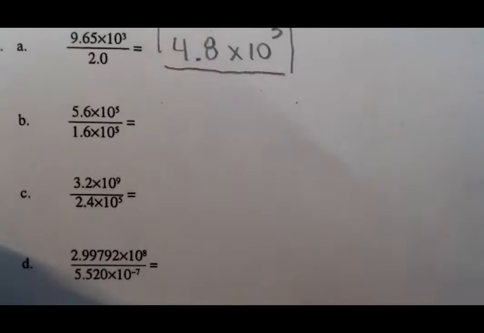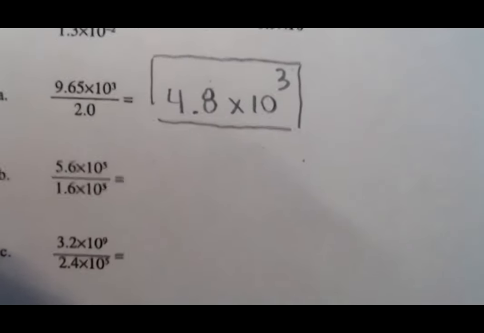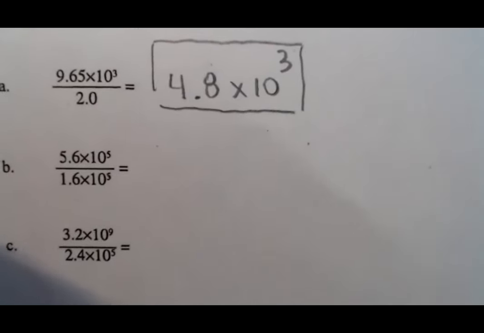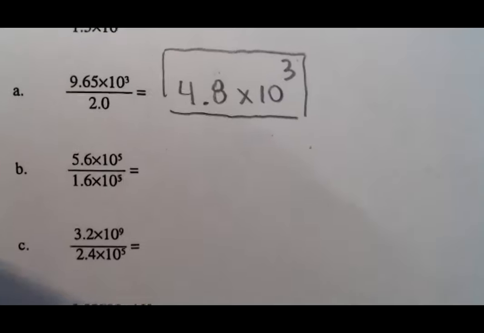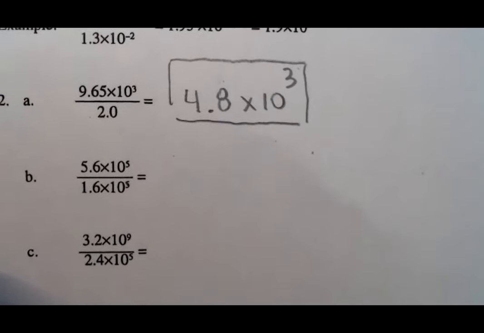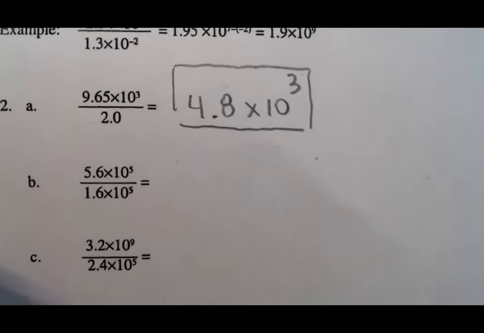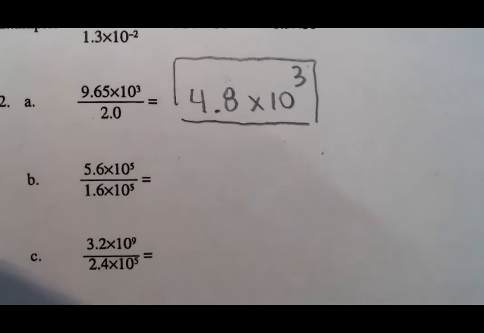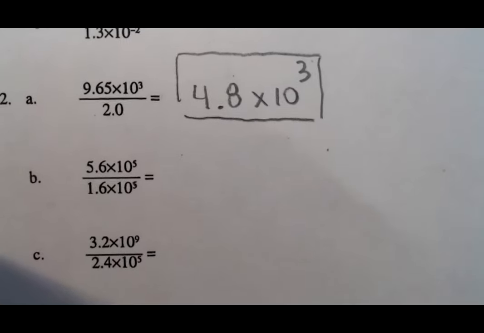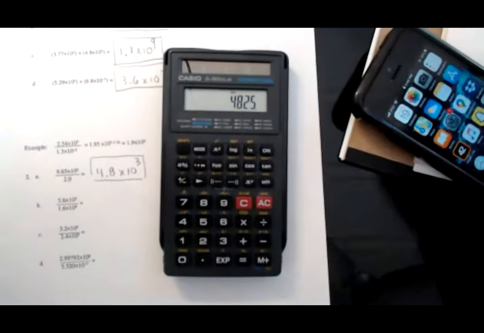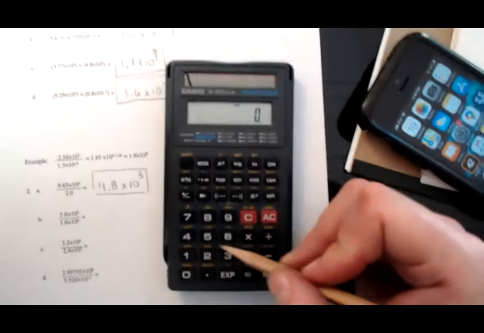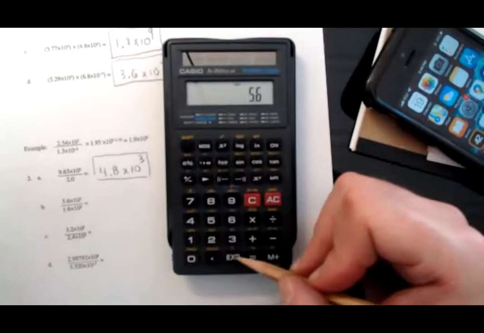Jose, you're next on my list. Want to try 5.6 EXP5 divided by 1.6 EXP5? 5.6 times 10. Oh, that's a lot of zeros. Wait, hold on. That's not what I get. Watch. I think I typed it in wrong. Yeah, I would do 5.6 EXP5.